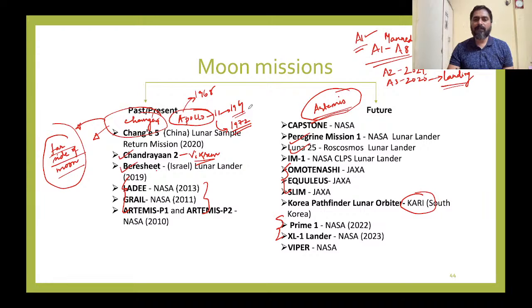Till 1972, 12 astronauts walked on the surface of the moon, and after that there were no manned missions to the moon. Now we have started again with the Artemis mission, which will go again for a moon landing. It is expected that by 2025 we'll see a moon landing once again. That is the significance of the Artemis mission.